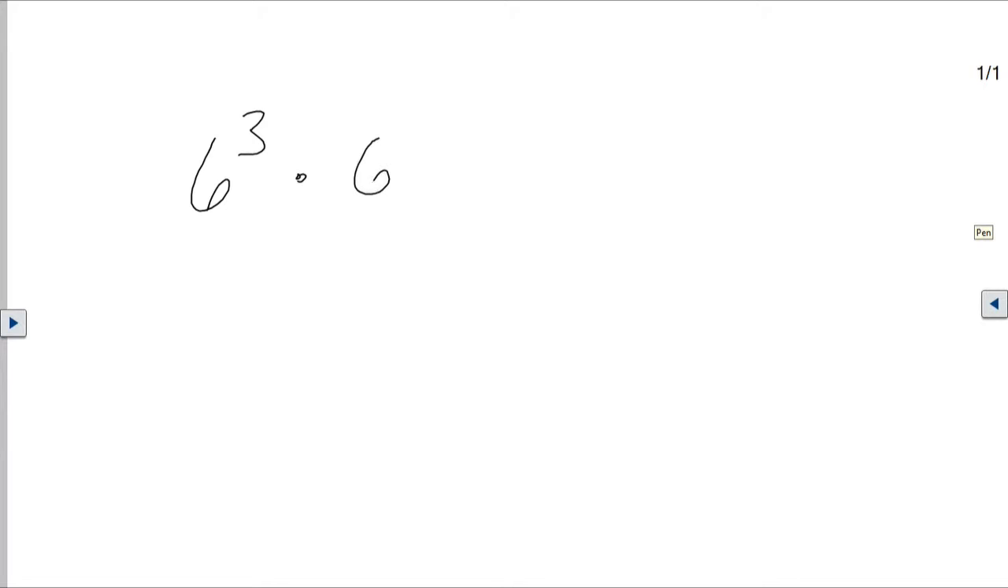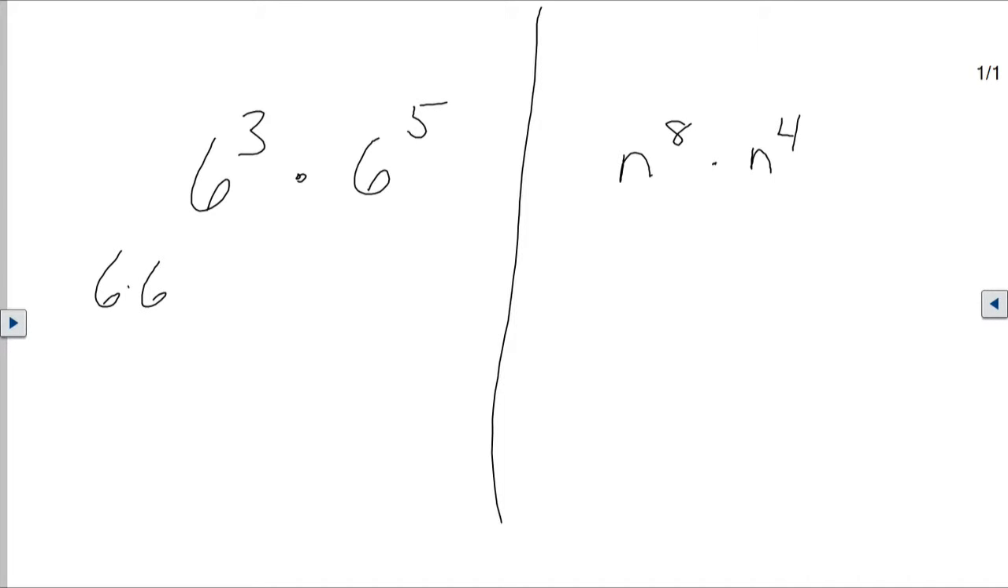multiply times 6 to the fifth power. Or if I had a variable, n to the eighth times n to the fourth. Something like that. Okay, so let's take the situation on the left. Okay, and let's think about what do exponents really mean. Well, 6 to the third power really means 6 times 6 times 6. 6 to the fifth power means 6 times 6 times 6 times 6 times 6.